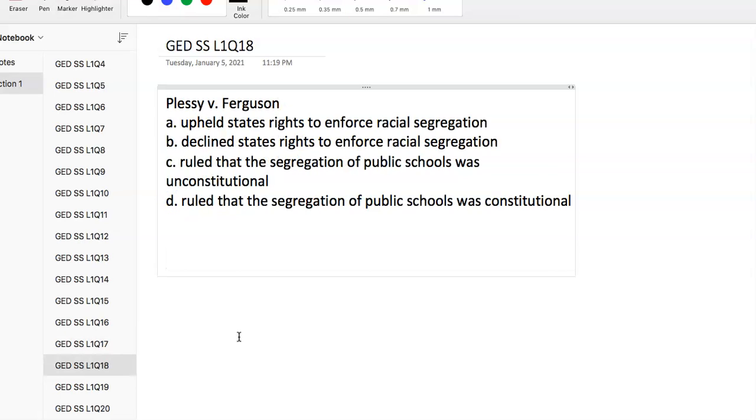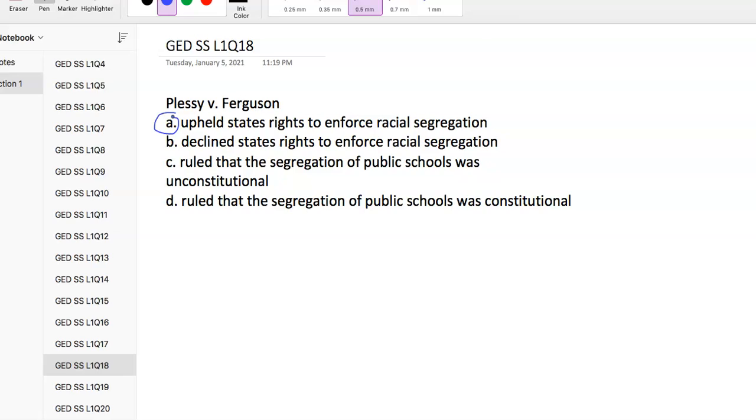All right, let's hang in there. We got 3 left here. Plessy v. Ferguson. So occasionally we get a Supreme Court case, right? Only the most famous of them, but Plessy v. Ferguson is certainly one of the most famous Supreme Court cases ever. So we want to know, what was this? Okay, so the basis of Plessy v. Ferguson was that it upheld states' rights to enforce racial segregation.